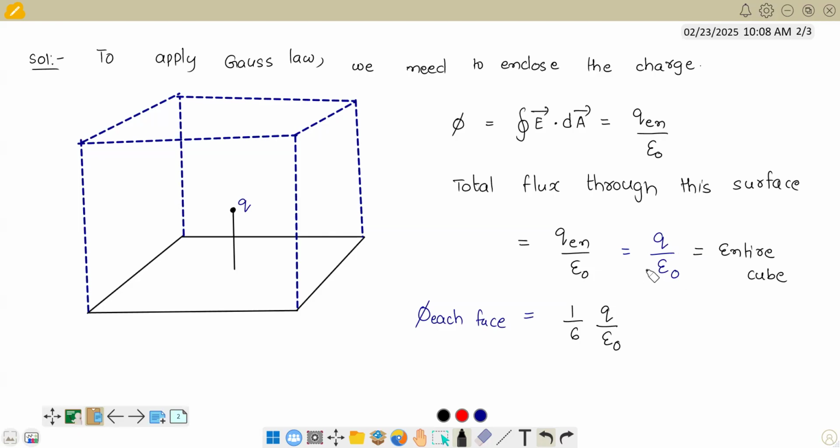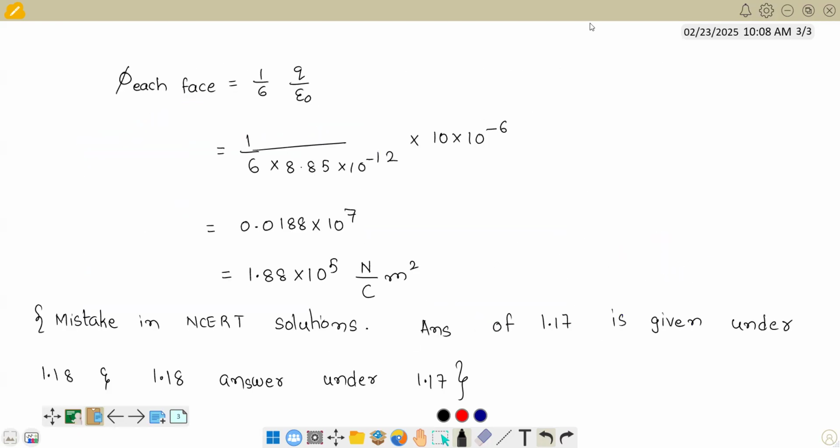Remember, the same question could be asked for the entire cube also. For the entire cube, it is still q by epsilon naught. For each face, it is 1 by 6 q by epsilon naught. Hope you understood. Thank you.